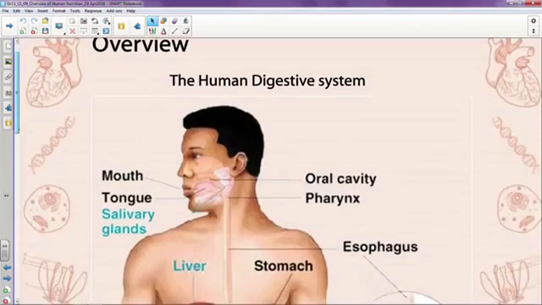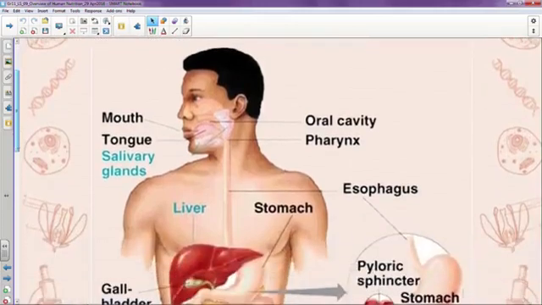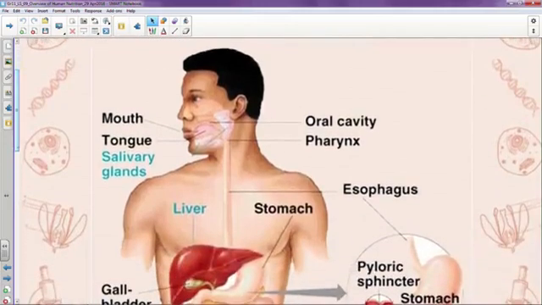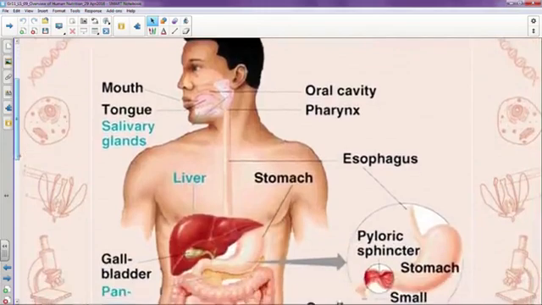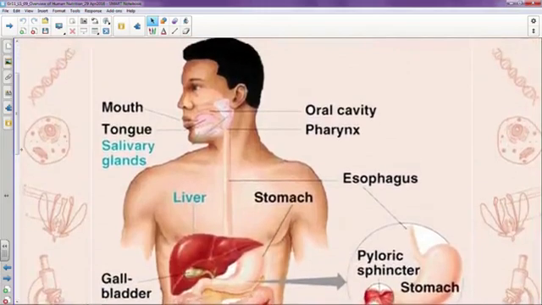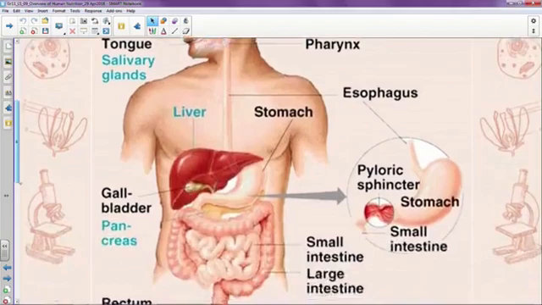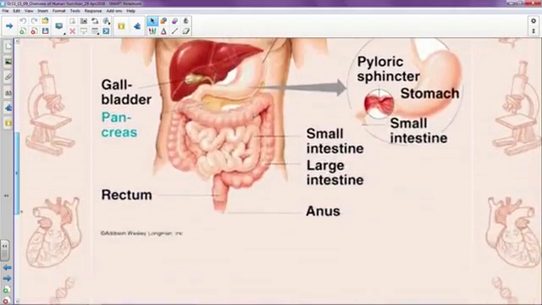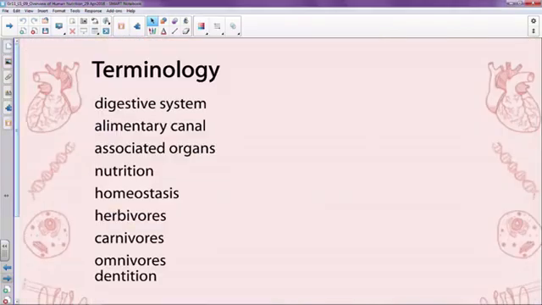Let's look at the overview, the human digestive system. And here I've got quite a nice diagram. This diagram essentially gives you an overview of what the nutrition system and the digestive system is. We're going to talk about this diagram as we get through.